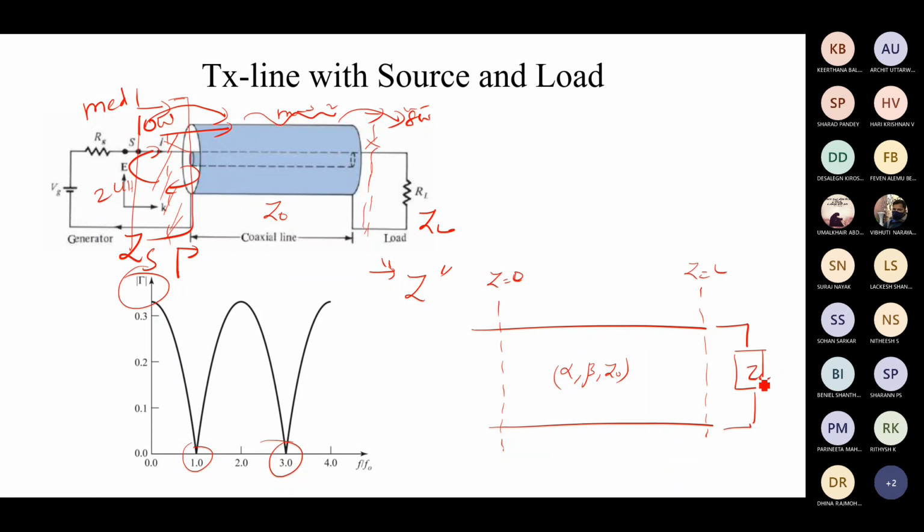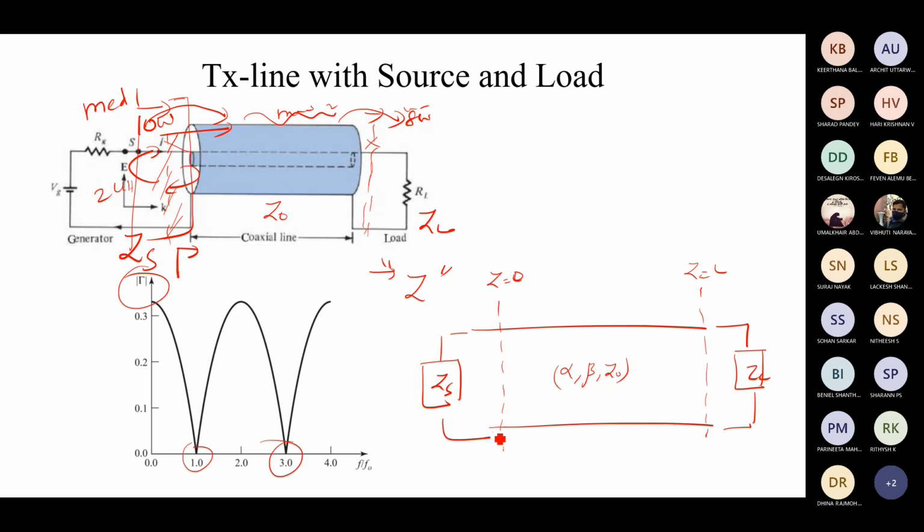This load can be anything, but it is characterized as ZL. So this can be a telephone, an antenna, another transmission line, or a microwave chip. So it can be anything. The same thing happens here as well. On this side we have a source.